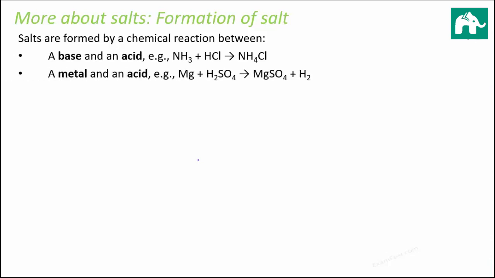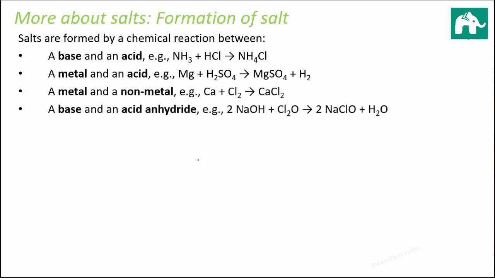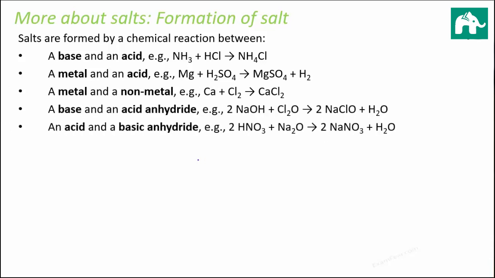Besides that, a metal and an acid, just like magnesium plus H2SO4 forms MgSO4 plus H2, or a metal and a non-metal like calcium and chlorine, they combine together to form calcium chloride, or a base and an acid anhydride, or an acid and a basic anhydride.